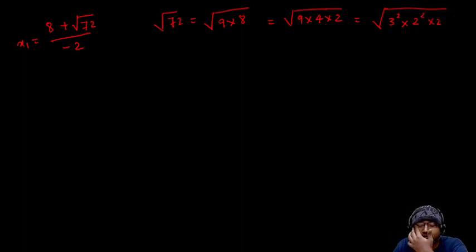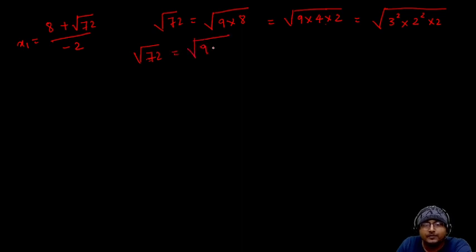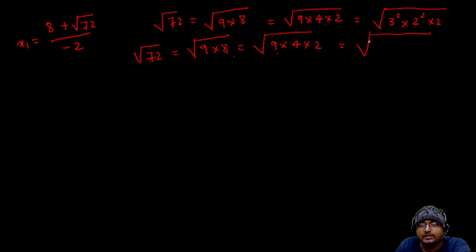Did you get what I have written? First, root 72: what is the 72 value? 9 eights are 72, so it will be written as 9 into 8. 8 can again be written as 4 into 2. Under root, 9 can be written as 3 square, 4 as 2 square, into 2. Why am I writing this in terms of squares? So that it can easily come out of the roots.